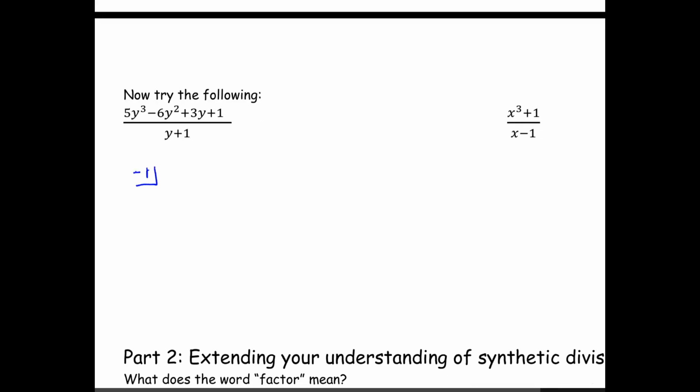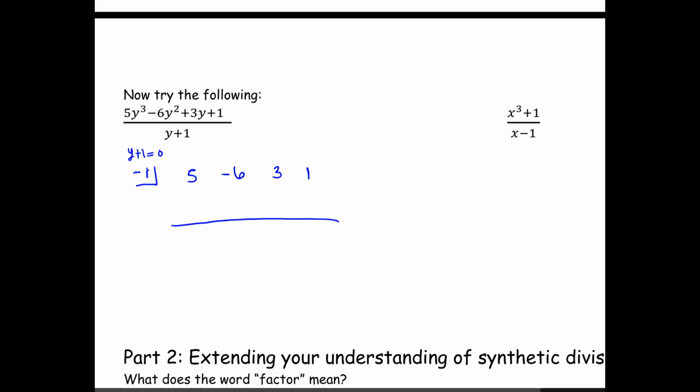If you're like, wait, how did we get that? It's because you set y plus 1 equal to 0, and the 0 value goes in the box. What numbers do we line up next to the -1? 5, -6, 3, and 1.